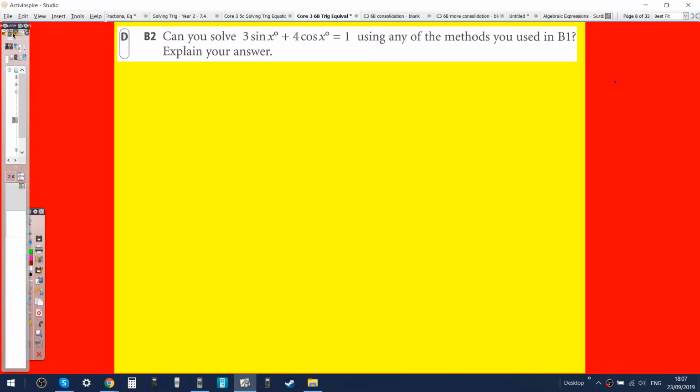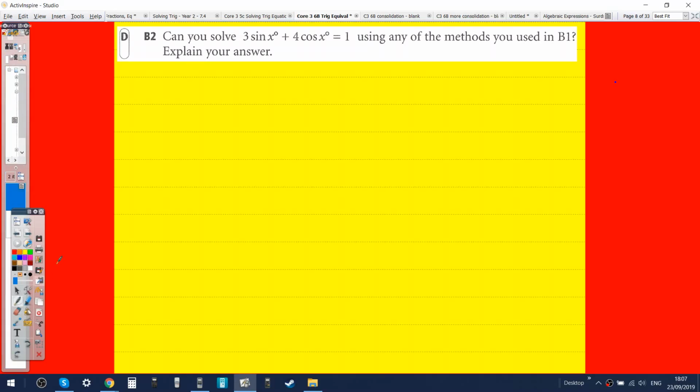1 equals 1. It looks very similar to sine squared x plus cos squared x equals 1, but it doesn't relate so much. The difference is if you were to divide everything by cos x, for the first bit you'd get 3 tan x, so that's fine. Second part you would get 4 times 1, which is 4, because cos x divided by cos x is 1. But then you'd get 1 over cos x, and so you haven't actually made it any simpler.